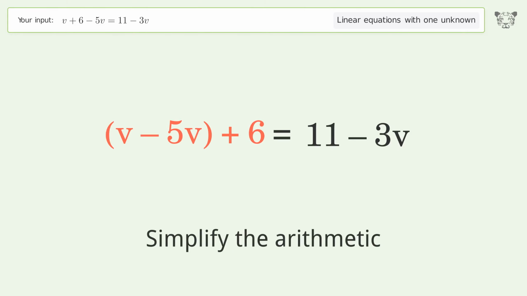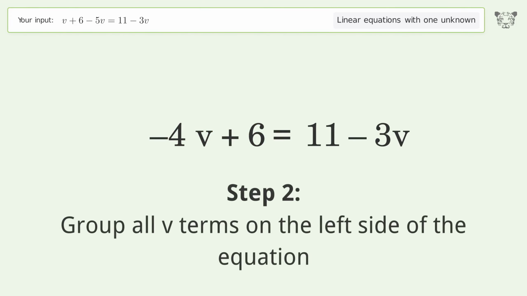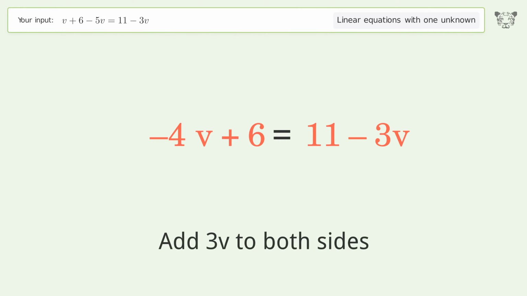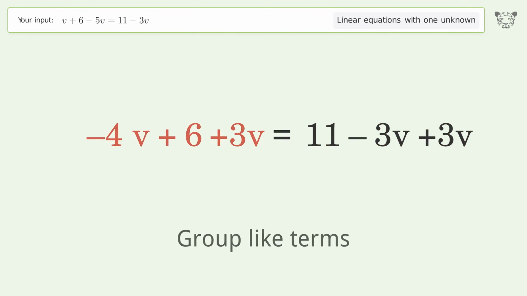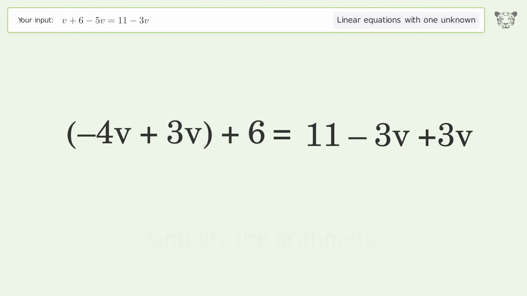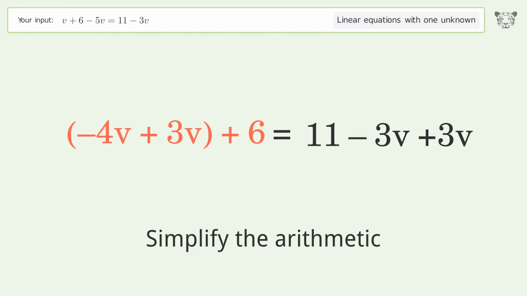Simplify the arithmetic. Group all v terms on the left side of the equation. Add 3v to both sides. Group like terms. Simplify the arithmetic.